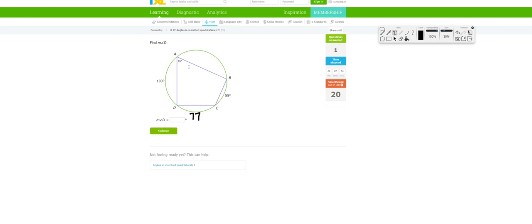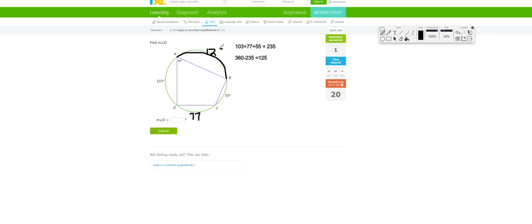Well, I could find from A to B by adding all my arcs. If I add 103 plus 77 plus 55, that's 235. And I'm going to subtract 360 minus 235 degrees, and that's going to give me 125.